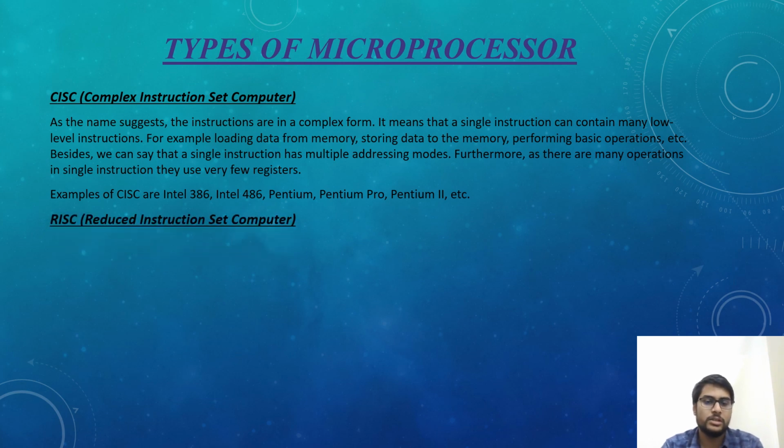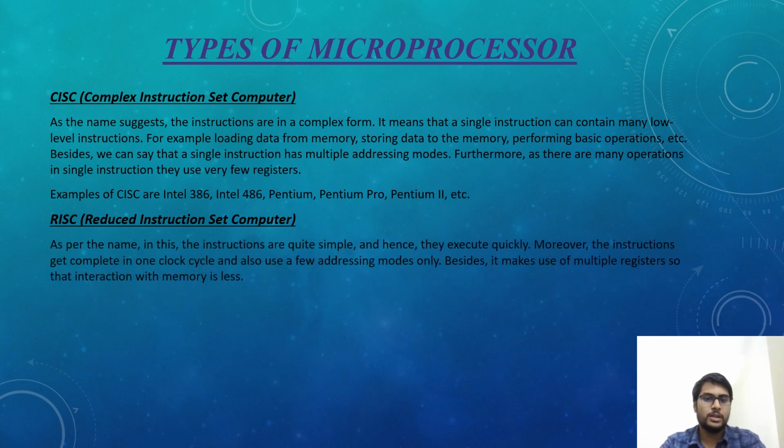RISC, Reduced Instruction Set Computer. As per the name, the instructions are quite simple and hence they execute quickly. Moreover, the instructions get completed in one clock cycle and also use only a few addressing modes. Besides, it makes use of multiple registers so that interaction with memory is less. Example: IBM RS6000, DEC Alpha 21064, etc.